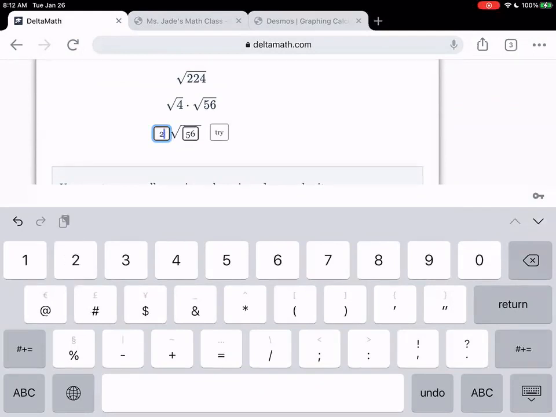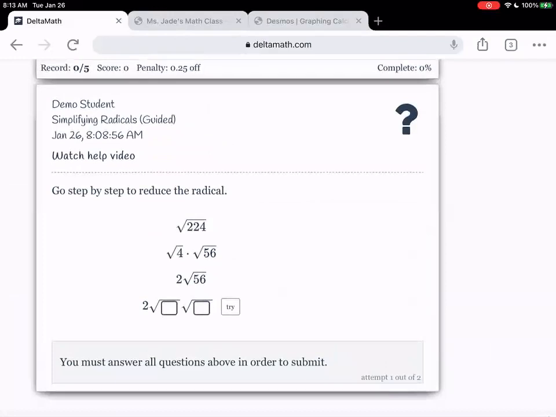Notice there's no radical over the box that I'm currently typing in. So we're trying to simplify the square root of 4 without the radical anymore. So we're using up the radical and saying the square root of 4 is 2. So I'm replacing it with 2. Are there any questions on this step? All right, let's try. All right, and then we have 2 times 2 radicals. So that means the square root of 56 can be simplified again. So let's do that.